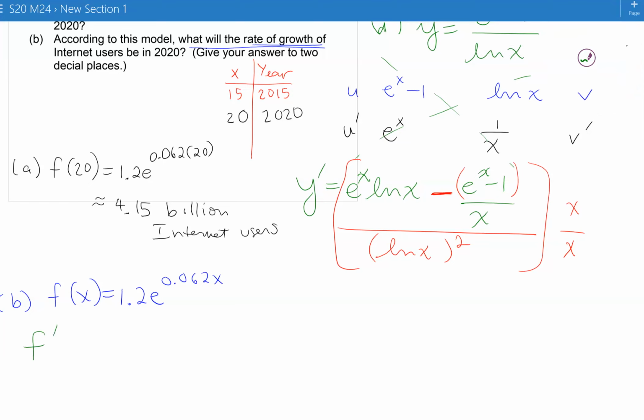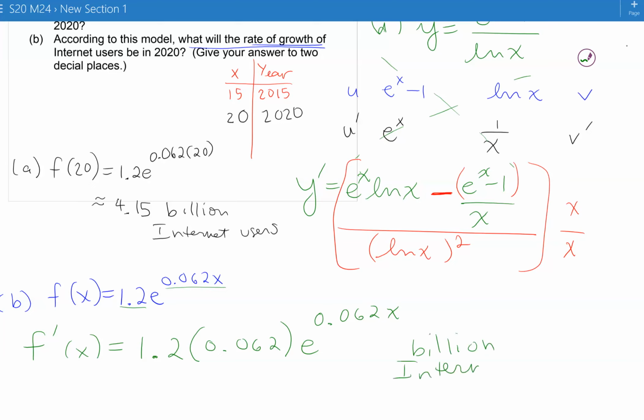Okay, so the derivative of f, the 1.2 is a constant multiple, so it shows up again in the answer. Then I'm going to have the derivative of 0.062x, so that's 0.062 e to the 0.062x, and this is now in billion internet users per year. So it's the units of y, billion internet users, per units of x, years.